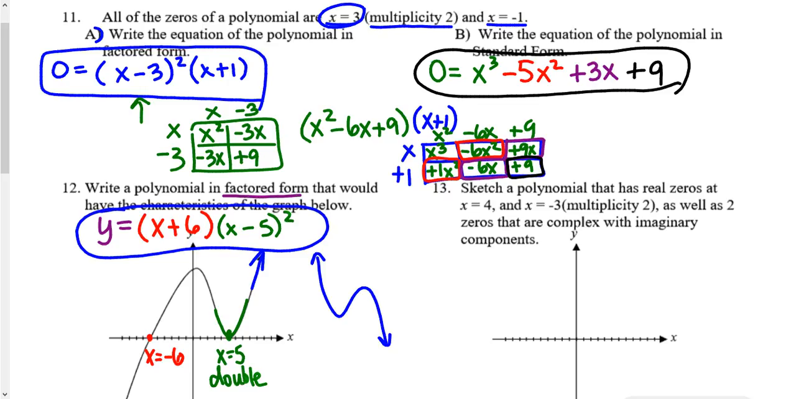Okay, number 13 says sketch a polynomial that has real zeros at x equals 4. So I've got to have an x-intercept here at 4.